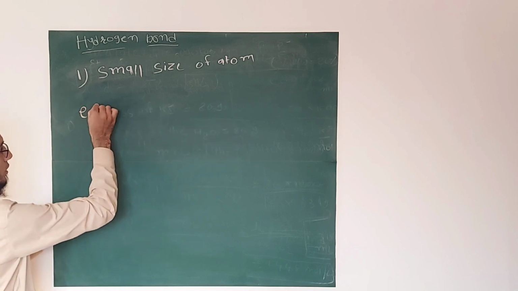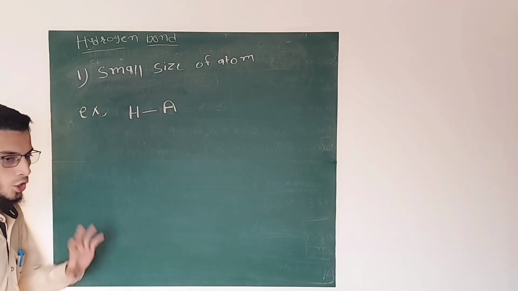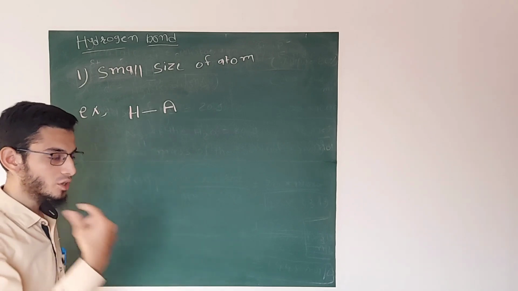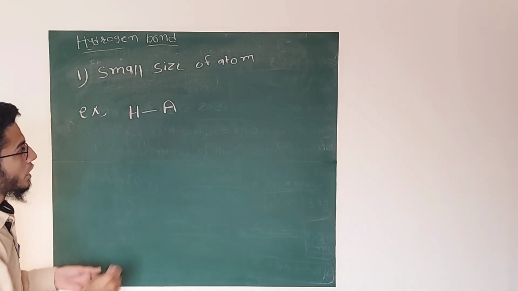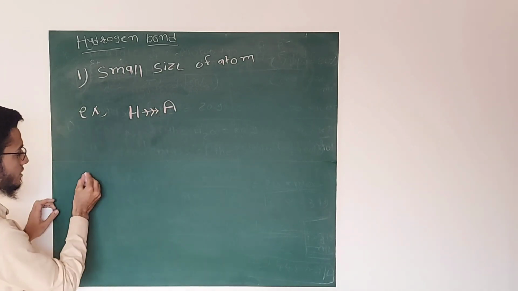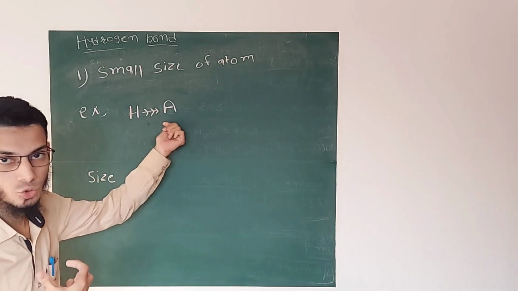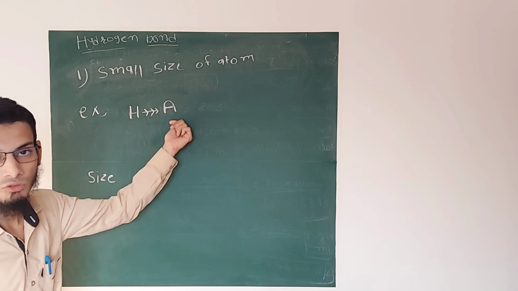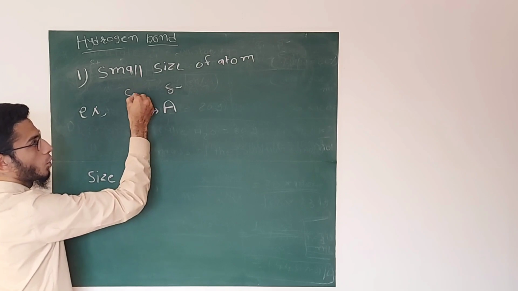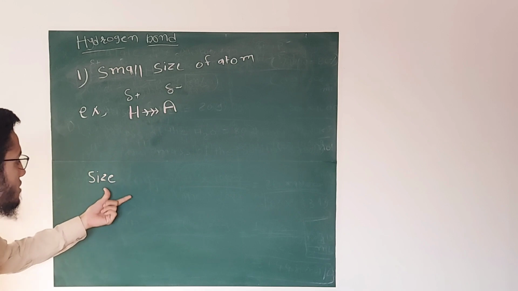I am giving you an example so you can understand easily. Here is the H and A. You know that there will be a nucleus in the center, and it can attract the electron cloud, and it can also attract the binding electron. So it can attract the binding electron more if the size is very small. If the size is small, so it can attract more electrons towards it. So the polarity of the bond will be higher, so that it can have more partial negative charge and more partial positive charge. The polarity of the bond will be higher if the size is small.